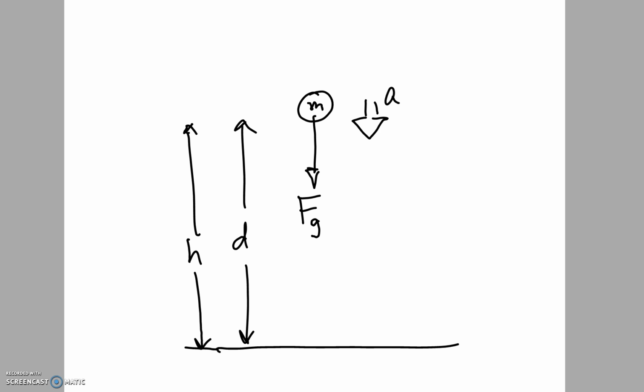So an object with a mass m is released, it's in free fall. Gravitational force is the only force acting. As it falls to the ground, it will act over the distance d, which is equal to the height that the object starts at, and it has the acceleration a.